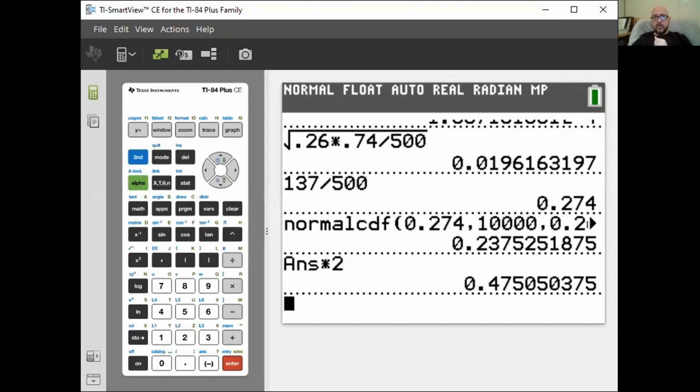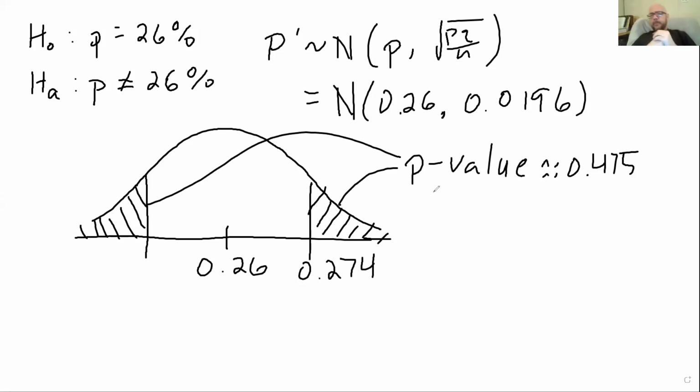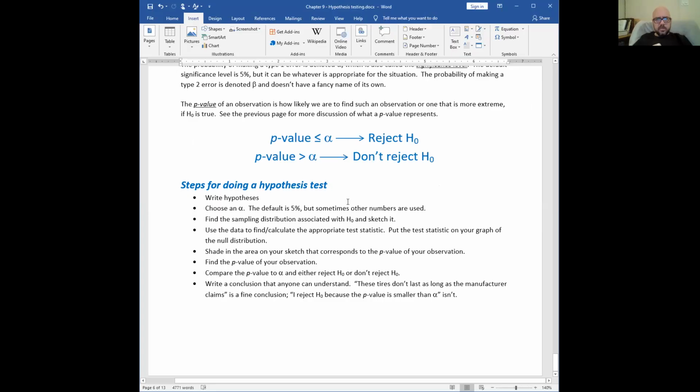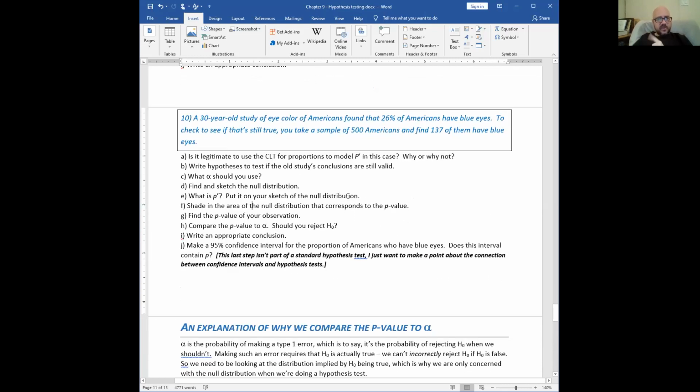There you go. P-value about equal to 0.475. Notice that number is big. That's 47.5%. Did we get an alpha in this problem? No, I very cleverly did not give us one.